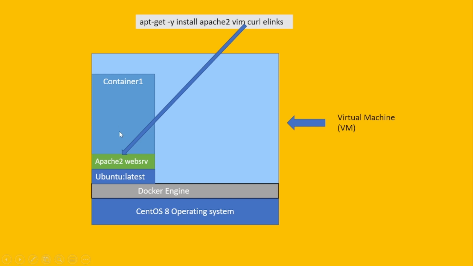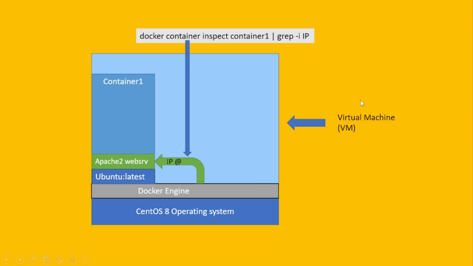We will log in to the container and execute the command apt-get -y install apache2, vim, curl and elinks. So these are the packages we are going to install, and also when we install the container, we get an IP address from the Docker engine. So the command would be docker container inspect container1 | grep -i ipaddress. It will show the IP address of the container, which is assigned by the Docker engine.